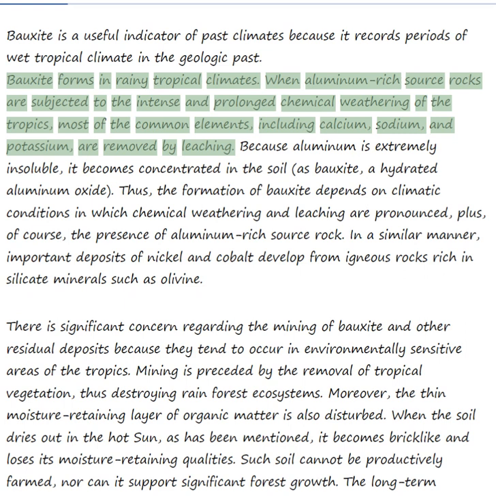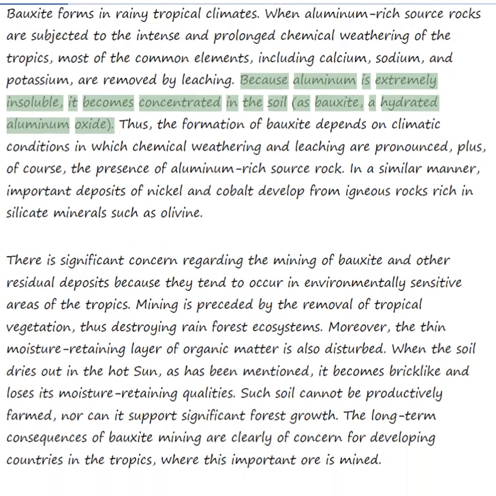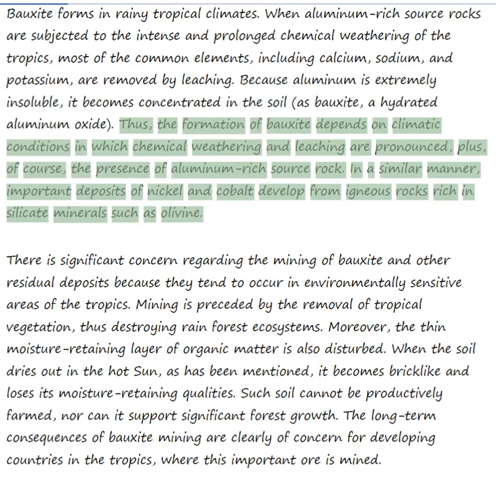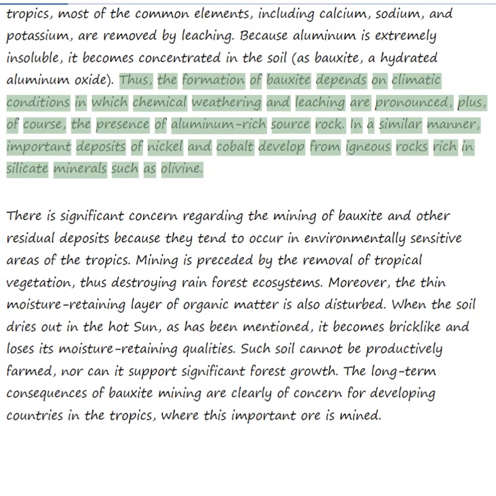When aluminum-rich source rocks are subjected to the intense and prolonged chemical weathering of the tropics, most of the common elements, including calcium, sodium, and potassium, are removed by leaching. Because aluminum is extremely insoluble, it becomes concentrated in the soil. Thus, the formation of bauxite depends on climatic conditions in which chemical weathering and leaching are pronounced, plus, of course, the presence of aluminum-rich source rock.